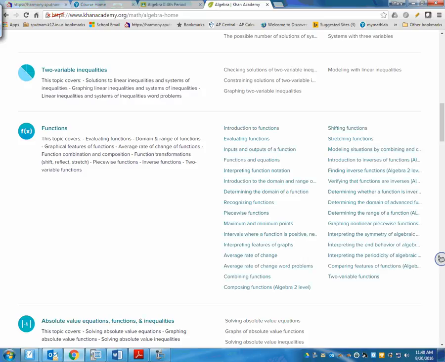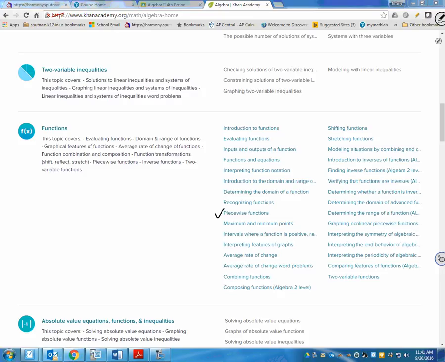Evaluating functions, that's going to be like function notation. Functions and equations, that's going to be like, is it a function, is it not a function? Oh, there's more function notation. Notice domain and range, so if that's still an issue, right here. Piecewise functions, if you want some practice, which was not on the review, I feel like piecewise functions is something you could look at.